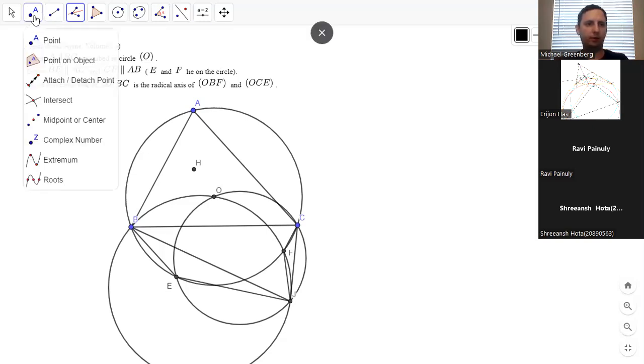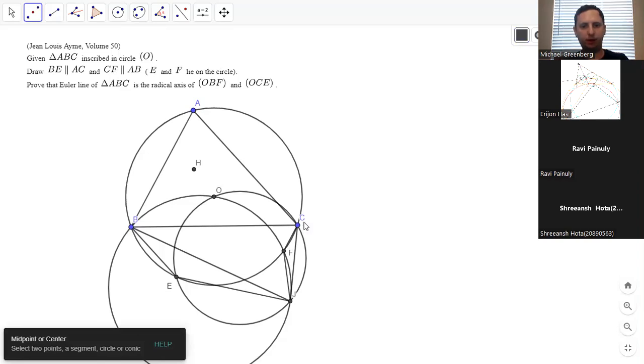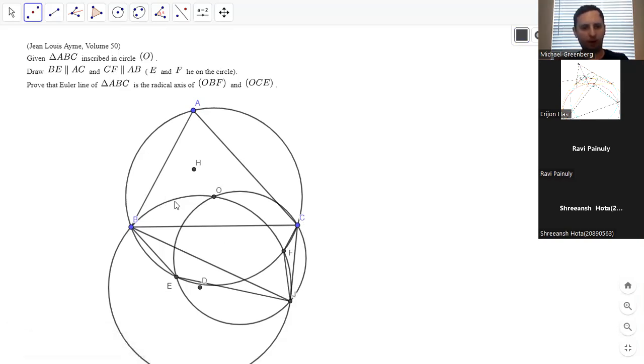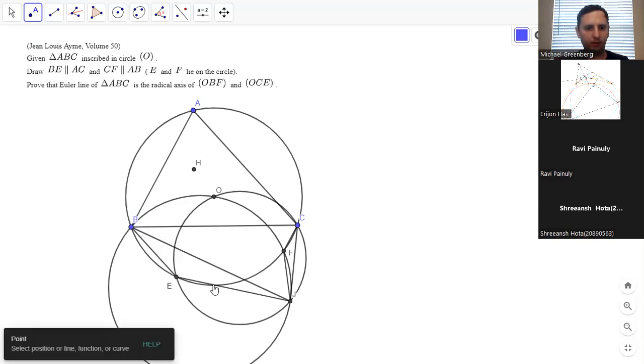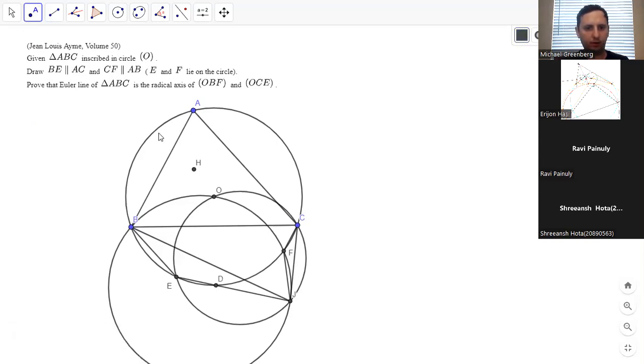So let me go back to drawing the center. We know that these circles kind of have similar triangles in them. So HD squared minus the radius squared, we want to show it's the same with this one. I wonder, if we draw this point, is there anything? I doubt that D is the antipode of A.